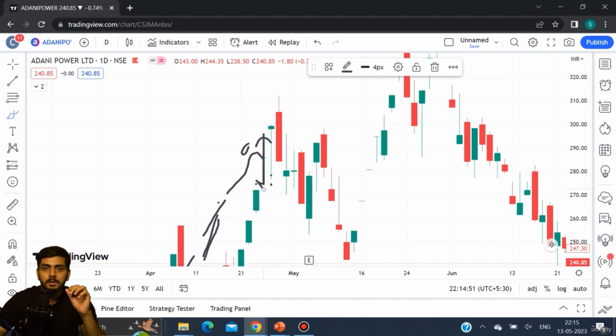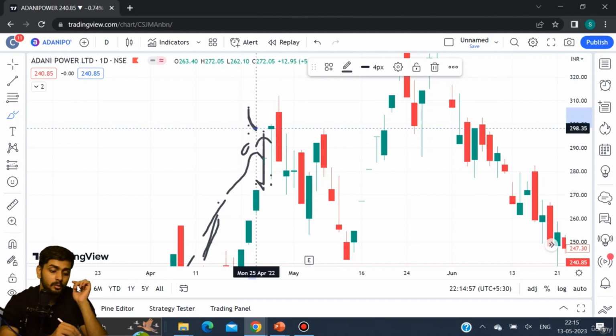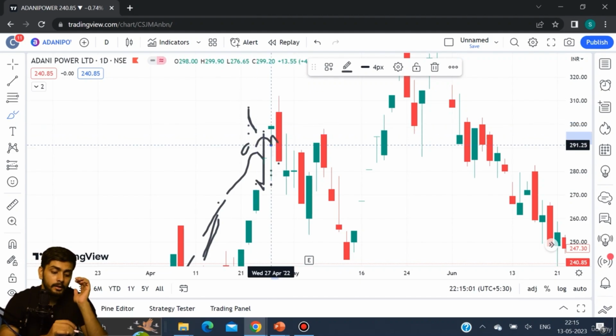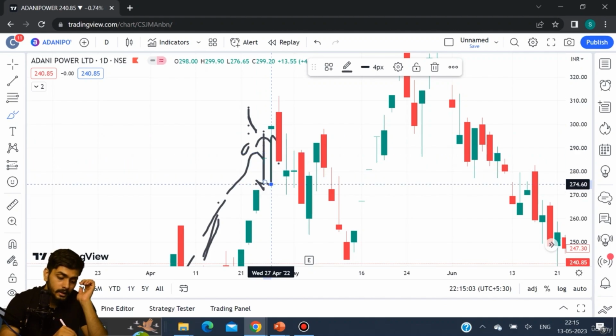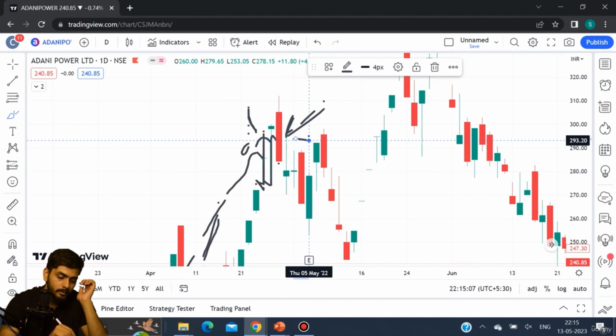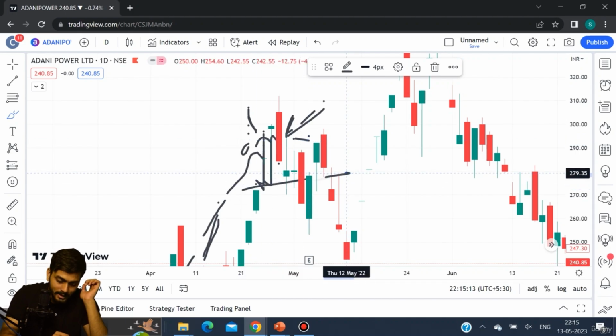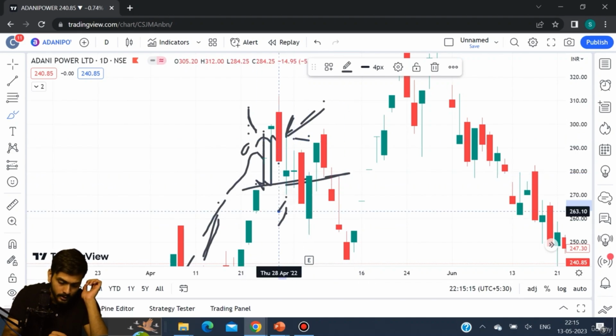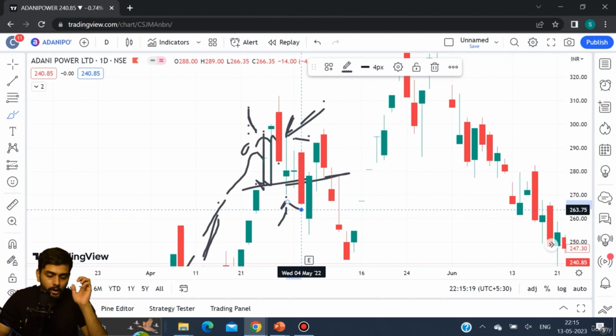Traders, bulls are trying to push the market upwards, and similarly bears are trying to pull the market downwards. That is why a huge wick occurred here. Next, bulls lost the battle, and a bearish engulfing candle formed. That is our cue. When this level broke, this was our entry.